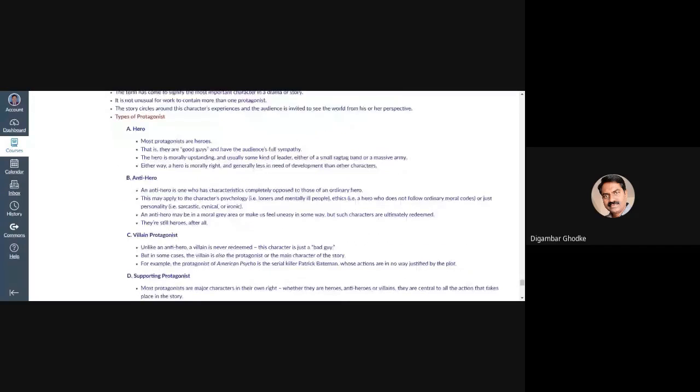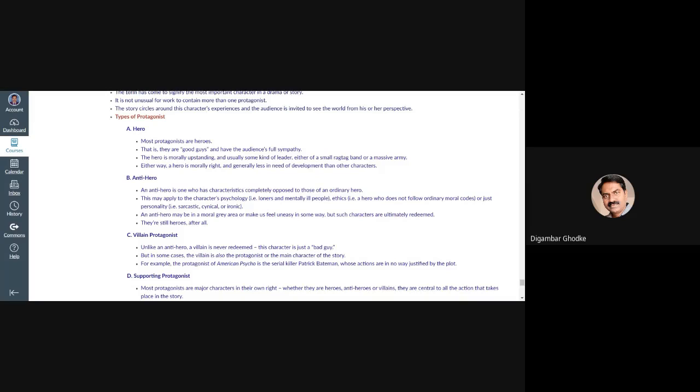Another important term which is used to refer to the protagonist is anti-hero. You need to understand that a hero is generally a positive character, a character who has got all positive qualities, but we come across a protagonist who is an anti-hero as well. An anti-hero is one who has characteristics completely opposed to those of an ordinary hero. And this may apply to the character's psychology. Means they can be lonely people or mentally ill people. And it can be applied to ethics as well. Means an anti-hero is a hero who does not follow ordinary moral codes.